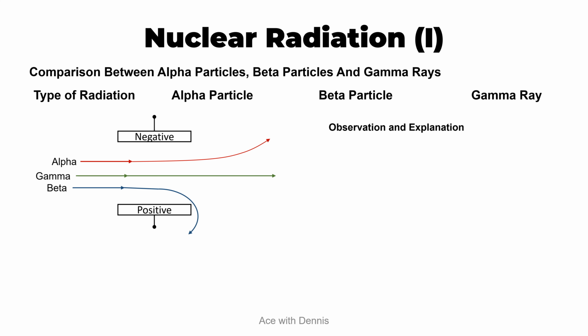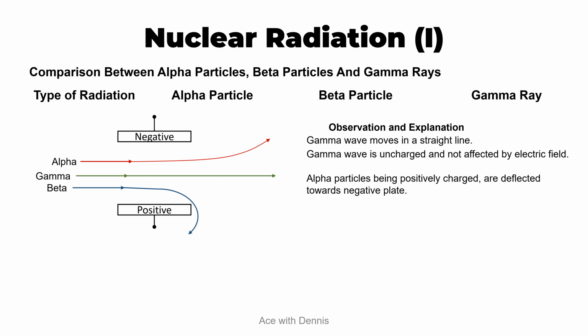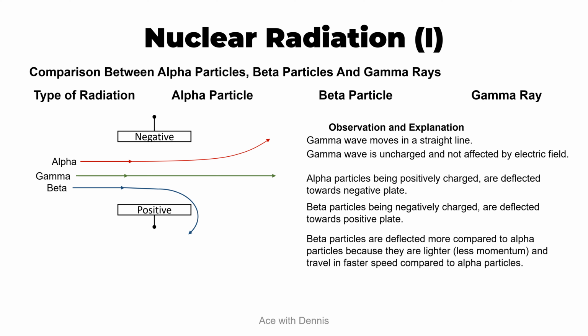So the observation and explanation here are: gamma waves move in a straight line. Gamma waves are uncharged and not affected by the electric field. Alpha particles, being positively charged, are deflected towards the negative plate. Beta particles, being negatively charged, are deflected towards the positive plate. Beta particles are deflected more compared to alpha particles because they are lighter, which means less momentum, and they travel at a faster speed compared to alpha particles.